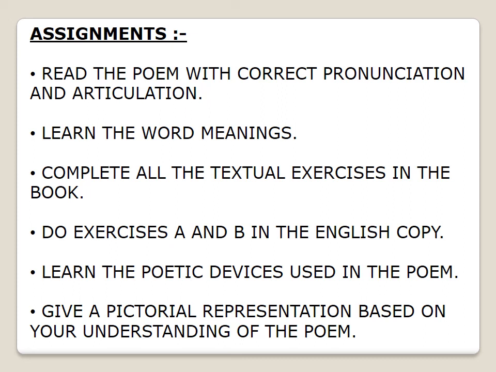Then you have to learn the word meanings that are there in the poem and given in the glossary at the end of the poem. You have to complete all the textual exercises in the book itself. Then you have to do exercises A and B in the English copy. You have to learn all the poetic devices that I have discussed in this video lesson.